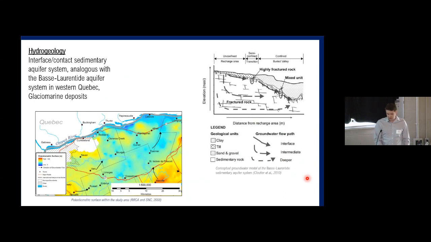The hydrogeology for Eastern Ontario, most residents in the area rely on the contact interface aquifer across the area. This is because of its high yield. It's also very similar to the Basset-Laurentide aquifer system in Western Quebec, who Clouthier and others have done a lot of great work characterizing. And you can see the conceptual model up here in the top right-hand corner. Essentially, as Laura had mentioned, we have recharge occurring in our topographic highs that are unconfined with limited drift cover. And as we move deeper into those bedrock depressions, we get more highly evolved groundwaters, as well as more impacts from some of the processes that Laura had discussed.